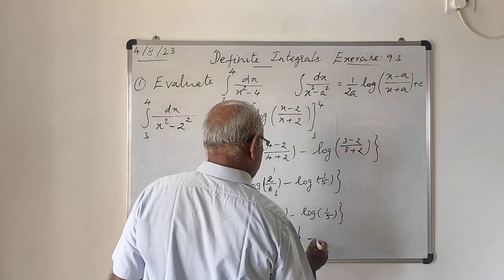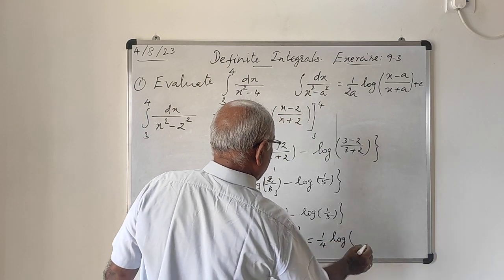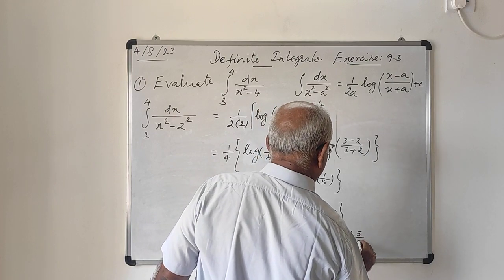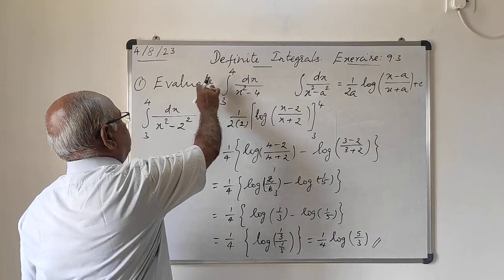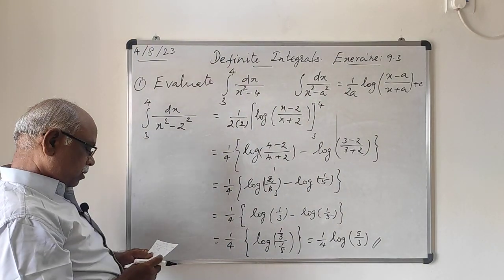This is equal to 1 by 4 into log of 5 by 3. That is the answer for this problem: 1 by 4 log of 5 by 3. That's all about the problem.